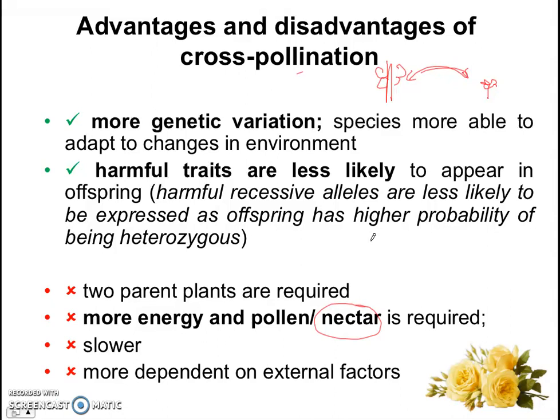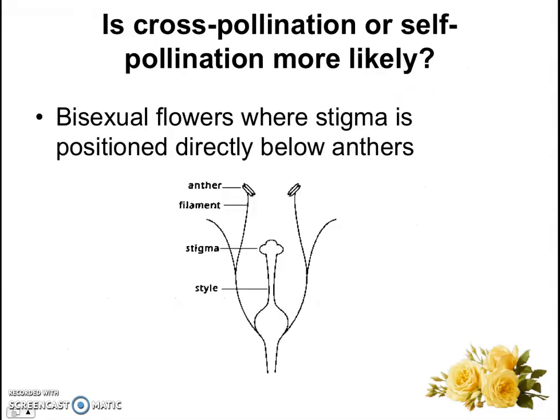Okay, so that's a quick rundown of the advantages and disadvantages of the different types of pollination. Okay, so for the rest of this video, I'm going to be showing you some types of flowers that can be found in some of the plants out there. And I want you to think about whether these flowers are more likely to be self-pollinated or cross-pollinated.